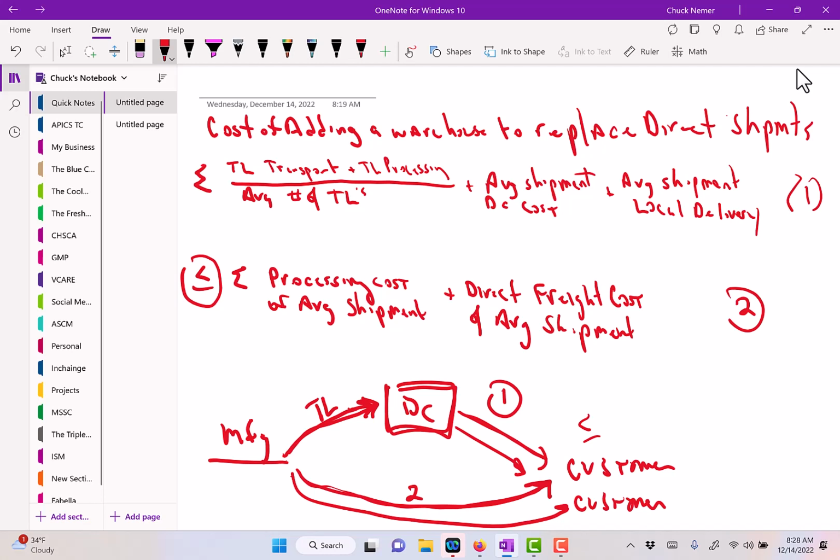So when you look at the top part here, I'm just going to call this 1A. It's looking at the sum of all the truckloads to the distribution center. 1B is saying, well, what's the average shipment distribution cost to do the work at the distribution center? And then 1C is the average shipment locally down here, compared to the bottom, which is the processing cost plus the freight. So processing plus freight.